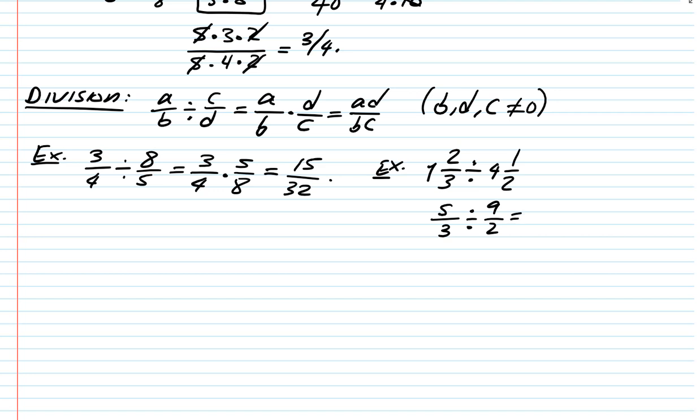And to divide fractions, we multiply by the reciprocal. 5/3 times 2/9, and this will give me 10/27. All right, and there we have this one now. So that's how we divide fractions.